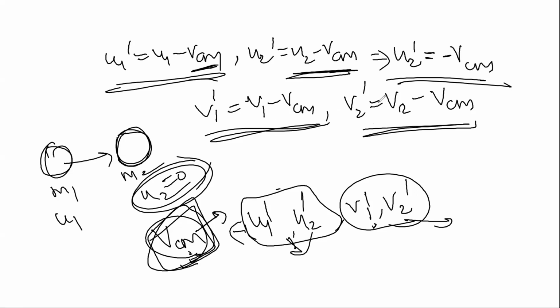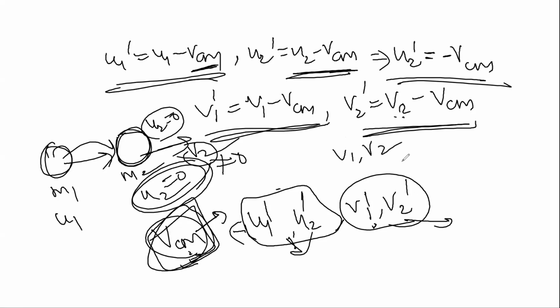Here v1 and v2 are present. v2 is not 0, students, because after collision the mass m2 will move with some velocity. Before collision v2 is equal to 0, but after collision v2 won't be equal to 0. So v2 dash equals v2 minus VCM. Here v1 and v2 are the final velocities of the bodies after collision in the laboratory frame of reference, but v1 dash and v2 dash are in the center of mass frame of reference.